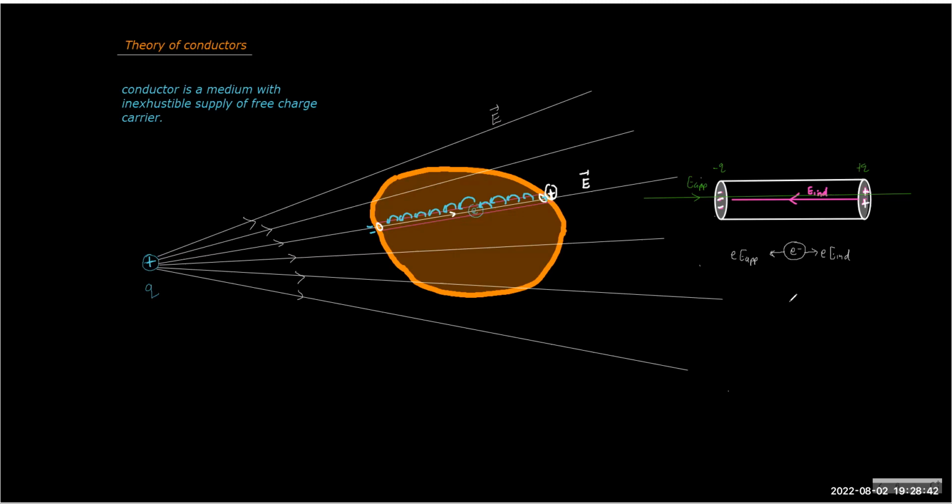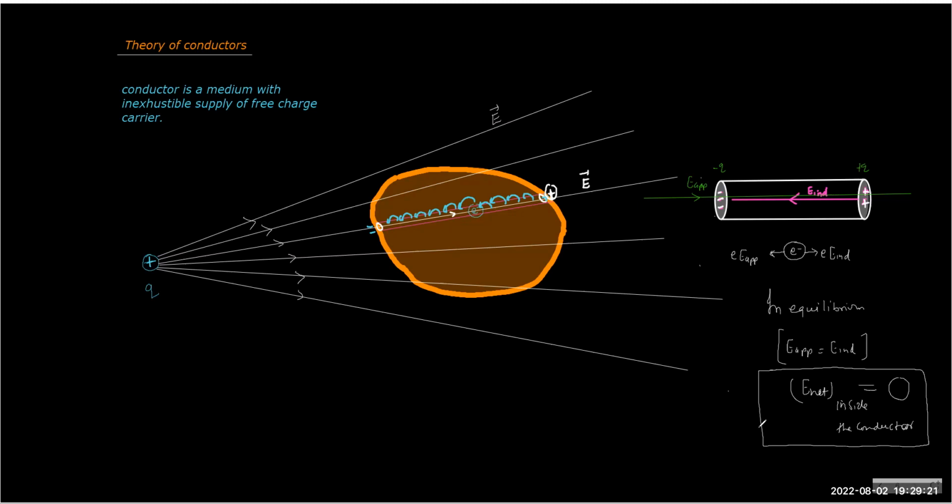So eventually, in an equilibrium situation, within the volume of the conductor, the applied field always balances the induced field. And therefore, the net electric field inside the conductor is bound to become zero, and that is the main property of a conductor.